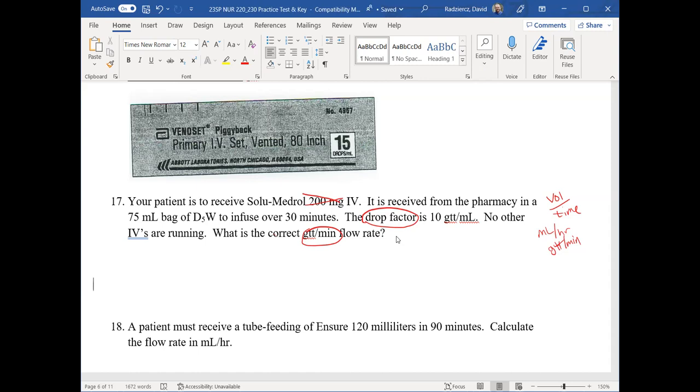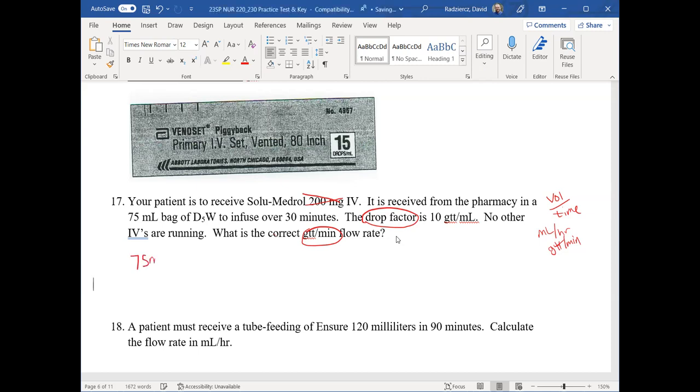Now, let's bring it back to nursing. Do I want to make sure I'm giving the patient the correct medication? Yes. The correct strength? Yes. But when we're calculating flow rates, all I care about is how it's infusing. So I immediately cancel out the 200 milligrams. That just tells me how much is in the IV. I care about how fast the IV is infusing for these types of questions.